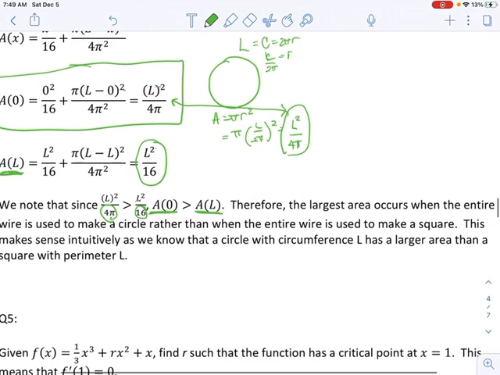So hopefully this makes sense intuitively, because we know that a circle with circumference L has a larger area than a square with perimeter L.